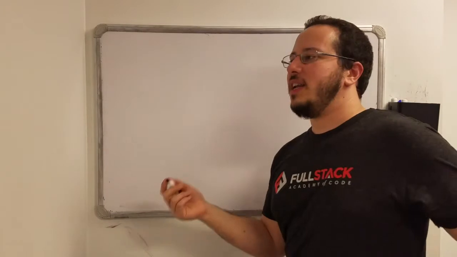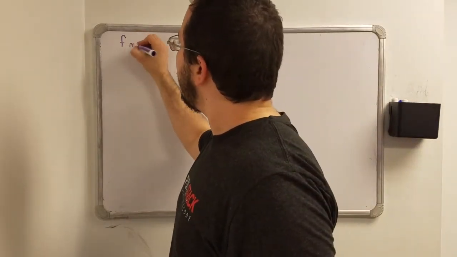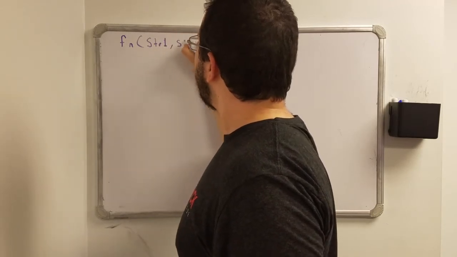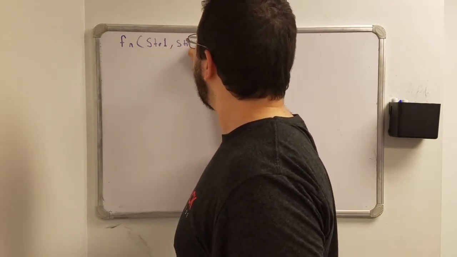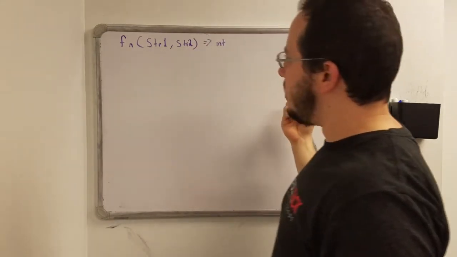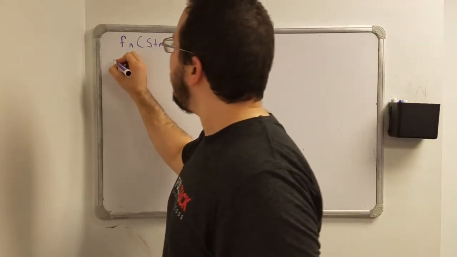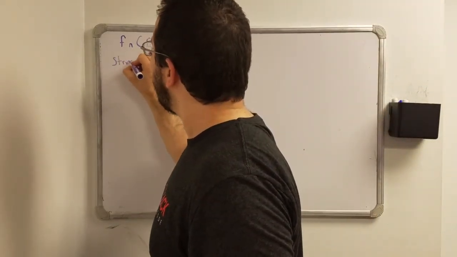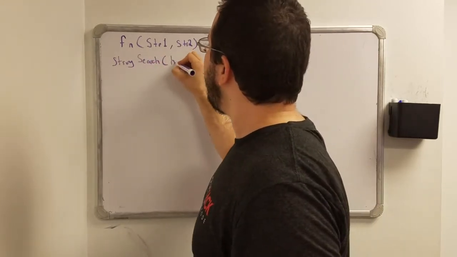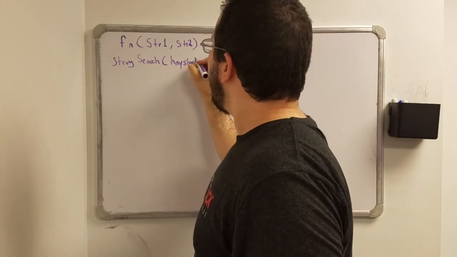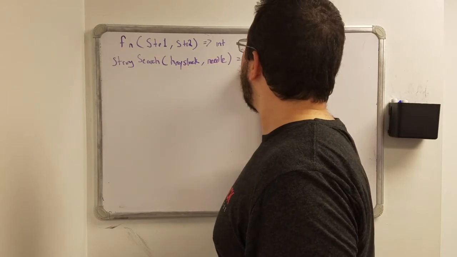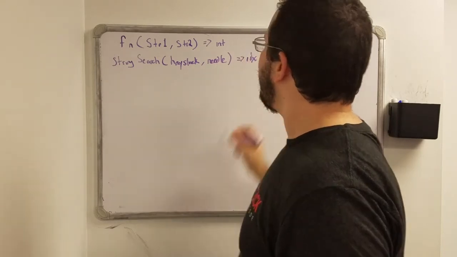Okay, so we need to write a function which takes in two strings, string 1 and string 2, and it's going to return an integer. More specifically, we're writing a function called stringSearch, which takes in two strings we will call a haystack and a needle, and it's going to return some index.